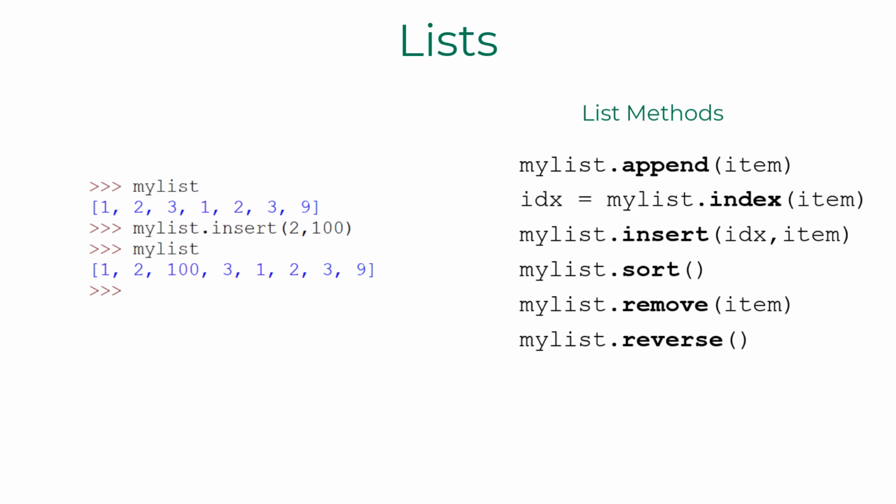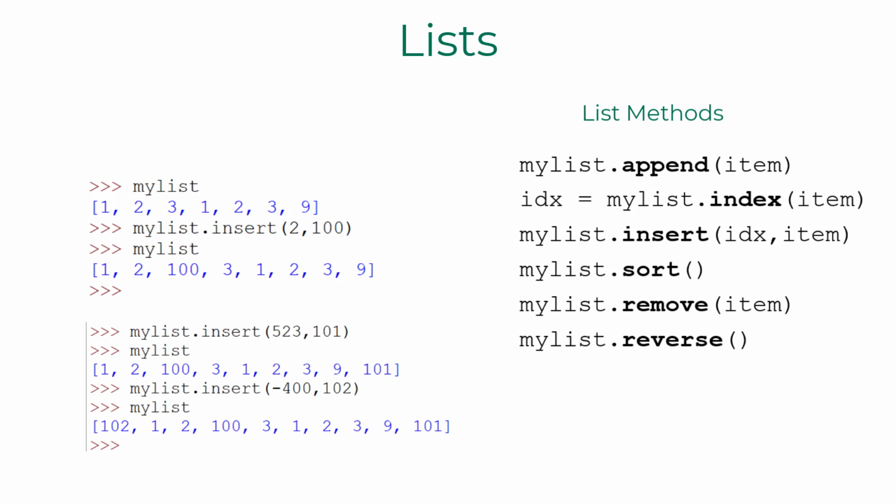The insert method is very intuitive as well. It inserts the element at the index provided. If you provide an index that is invalid, this method would not throw an error. Instead, it would give you the benefit of the doubt and attach the element either at the beginning of the list or at the end of the list.